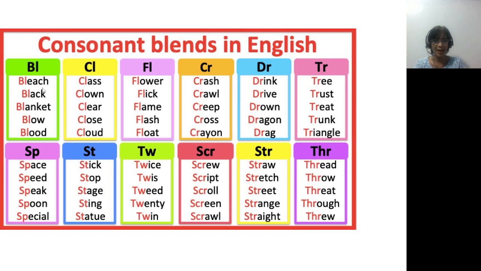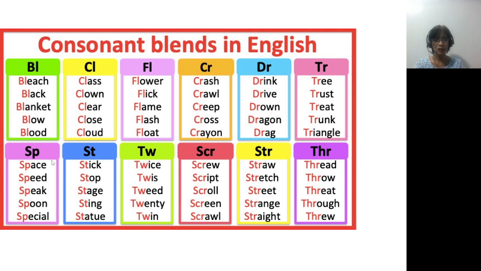We have the BL sound: bleach, black, blanket, blow, blood. We have CL: class, clown, clear, close, cloud. We have the FL sound: flower, flick, flame, flash, float. We have CR: crash, crawl, creep, cross, crayon. We have DR: drive, drown, dragon, and drag. We have TR: tree, trust, treat, trunk, triangle.